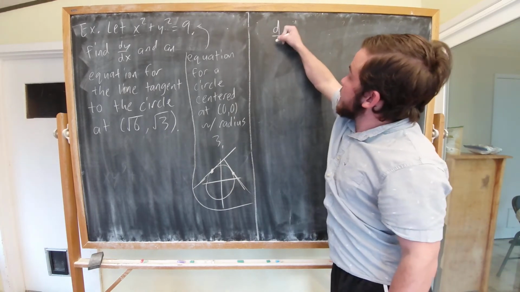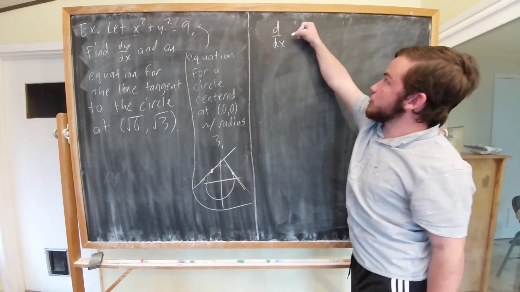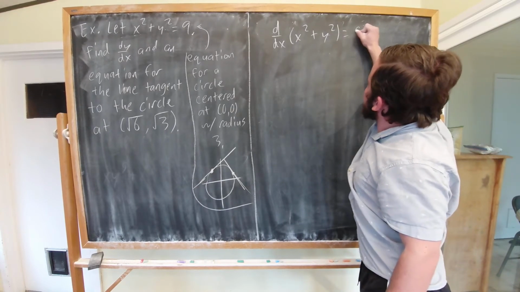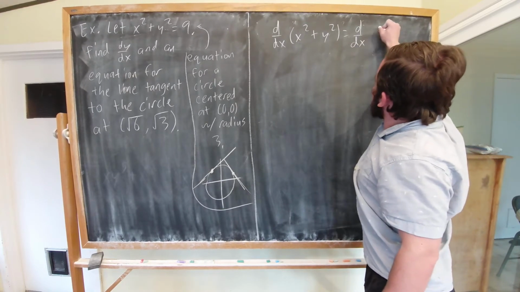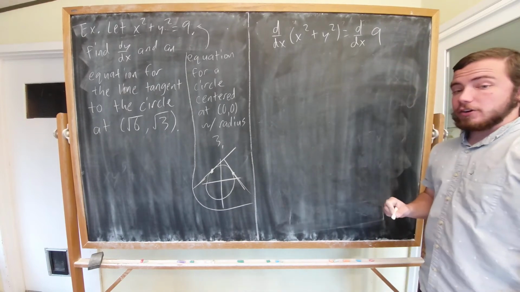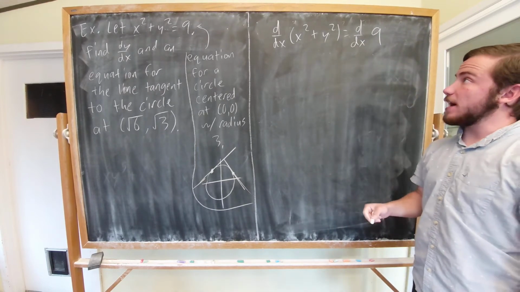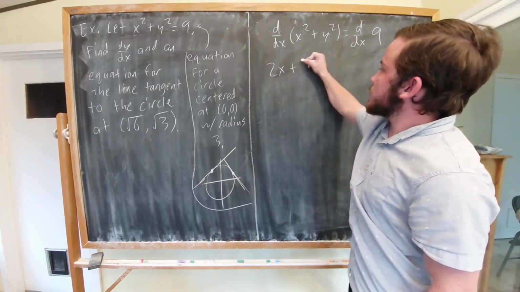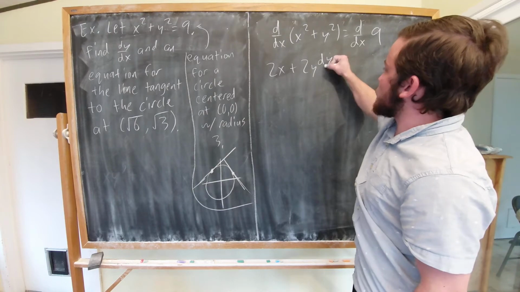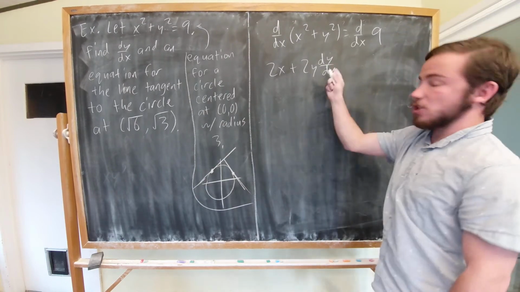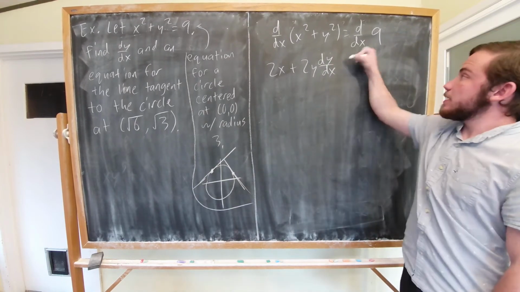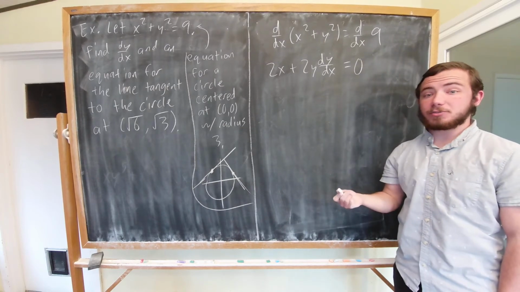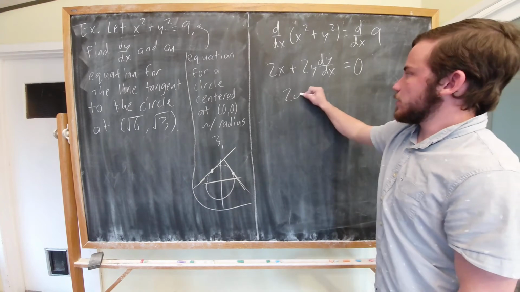To find dy/dx, we're going to take the derivative of both sides. The derivative of x squared plus y squared will be 2x plus 2y dy/dx, making sure to apply the chain rule, and d/dx of a constant is 0. Cool.